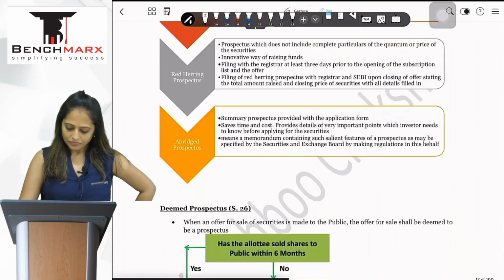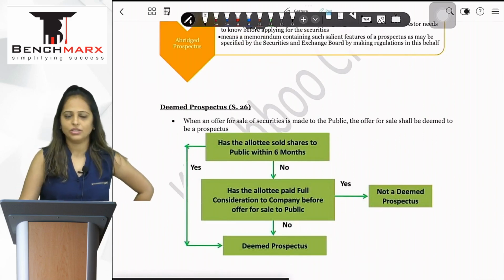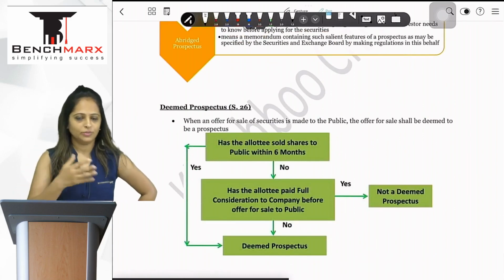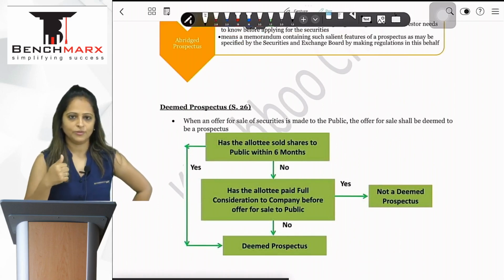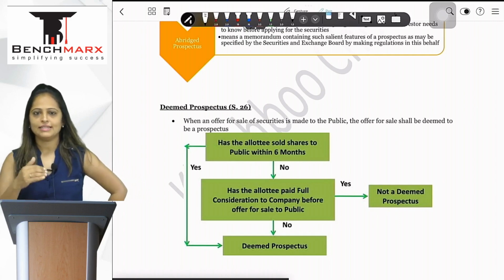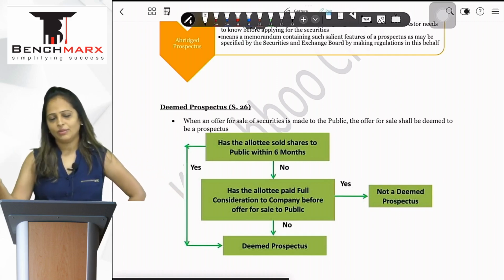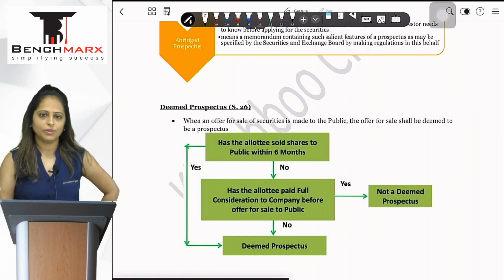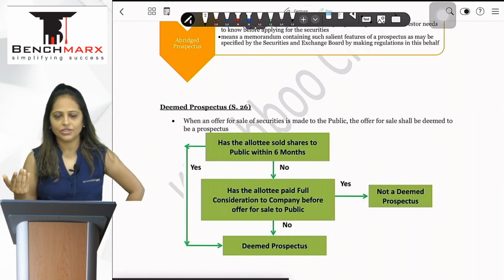Then coming to what is a deemed prospectus. Deemed prospectus क्या होता है? The normal prospectus is something which we issue when I want to raise money from the public. But sometimes people want to act smart. So what they used to do is that they will issue the shares to a private company, and the private company will then in turn give the shares to the public at large, because it's a public company share and the public company shares are freely transferable.